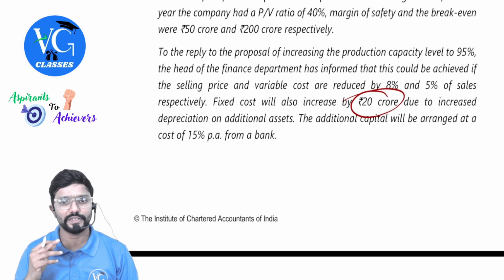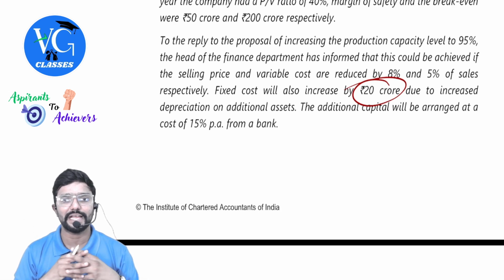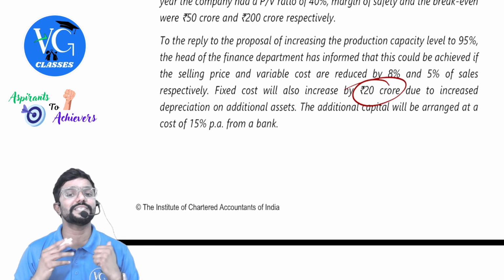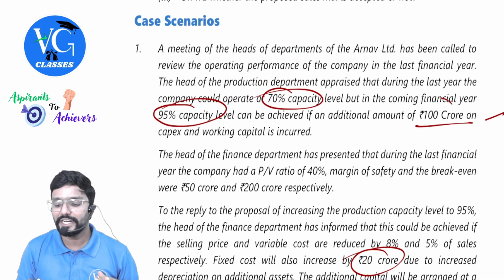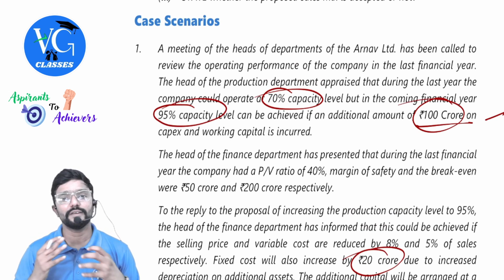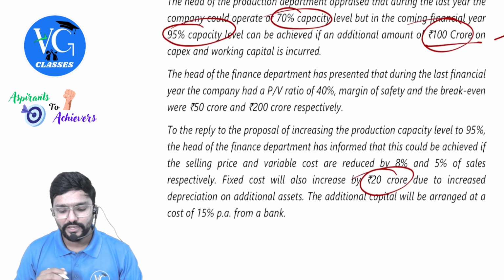Let us see if anything related to that has been asked. The additional capital will be arranged at a cost of 15% per annum from a bank. That means this 100 crore investment is coming from where? Bank. What is the cost of that? 15%. 15 crore, guys.